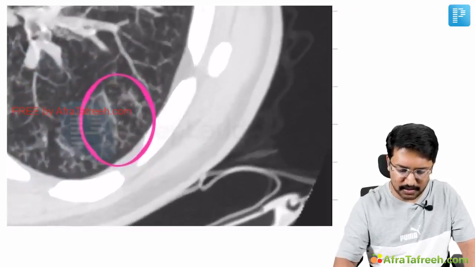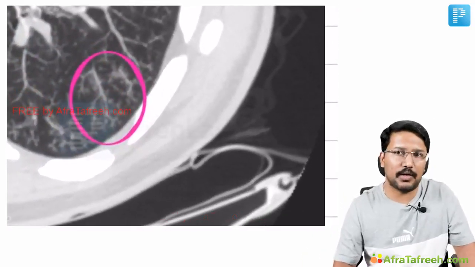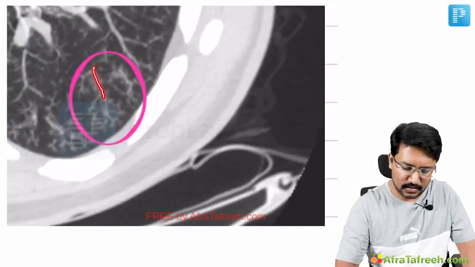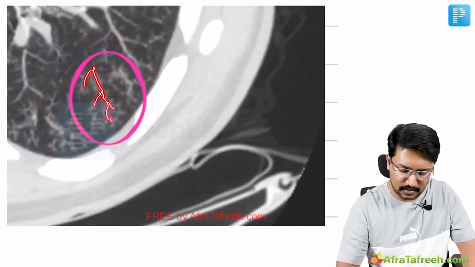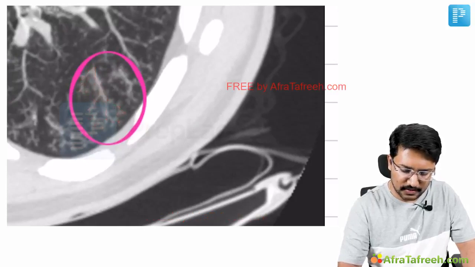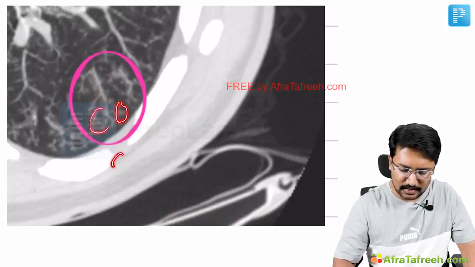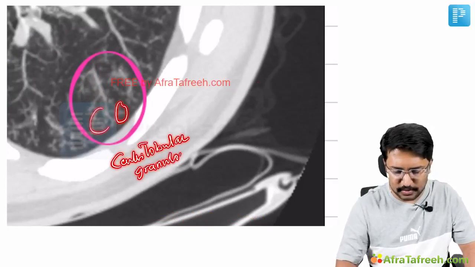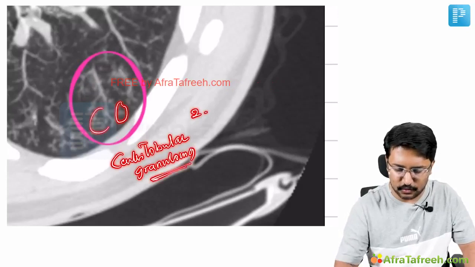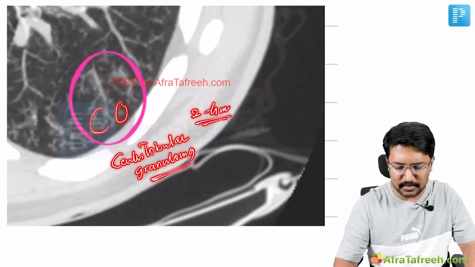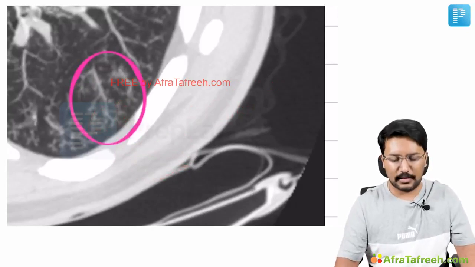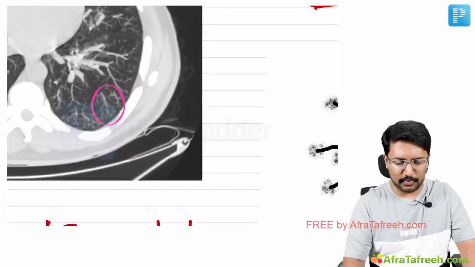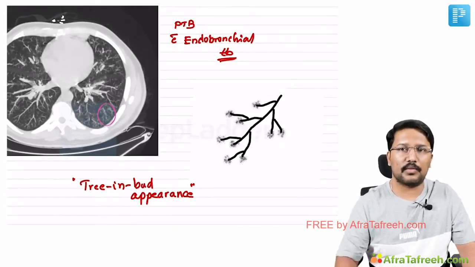So in this image, you can appreciate the typical tree in bud appearance, right? This is the tree and branches, and you can appreciate all these granulomatous lesions here. These are all centrilobular granulomas. These granulomas are often small, tiny. They are usually 2 to 4 millimeters, sometimes slightly more than that, right? Clear?